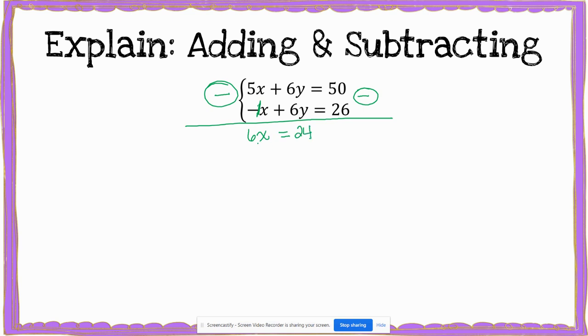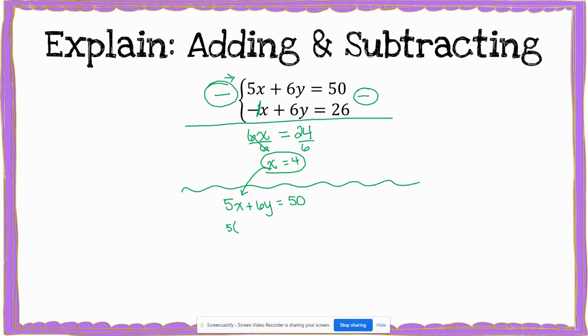Now I have an equation that says 6x equals 24. So to get x by itself, I'm just going to divide by 6 on both sides. I'll be left with x equals, and then 24 divided by 6 is 4. So my x value is 4. Now I'm going to take that and plug that into one of my equations. So if I use my first one, that says 5x plus 6y equals 50. I'm going to plug that in for x, so 5 times 4 plus 6y equals 50.